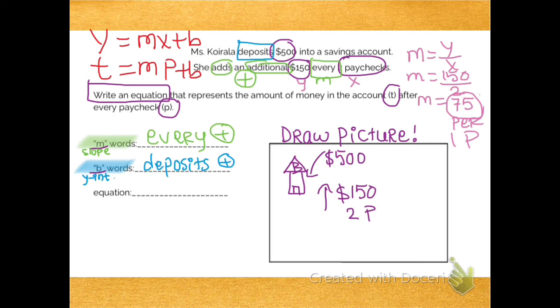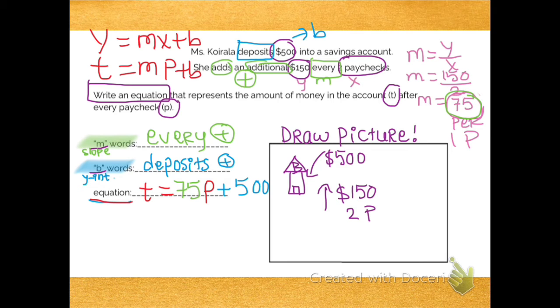Yes, it is that $500. This is your B, okay? So let's come down here to the equation, and we're going to write it down. Remember, we are starting with T equals, and we have the slope, which is 75 right here, 75, and then we're using P for the X, and then we're adding the deposited amount of $500.